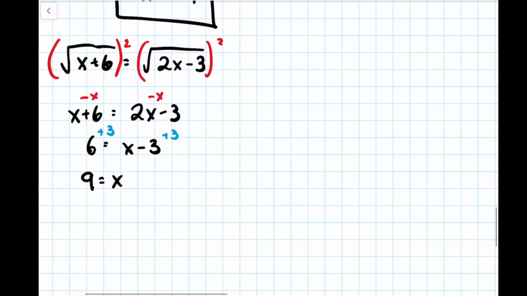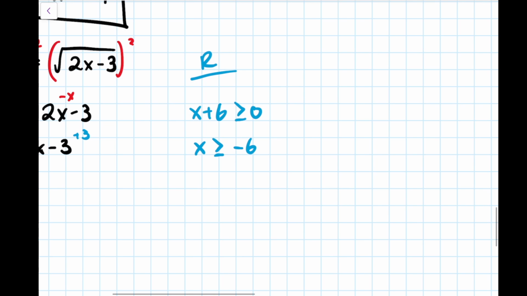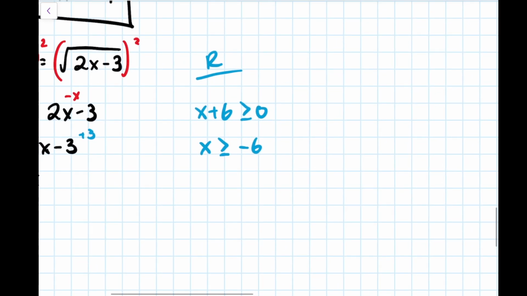We do our restrictions. And so we've got 2 restrictions here, right? So we've got 2 roots. Each of those roots is going to give us its own restriction. So the one on the left gets us that x has to be greater than or equal to negative 6. And then the one on the right, if we do it fully, gets us that x has to be greater than 3 over 2. And so when you have 2 restrictions, honestly, if you're at least working with me, just list out both of them and you'll be totally fine.